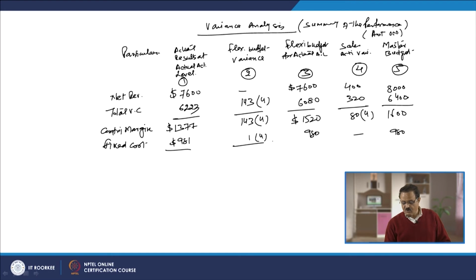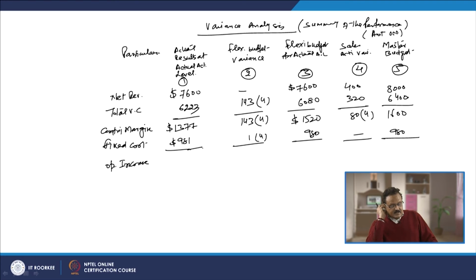So, finally, let us now find out the operating income. If you calculate the operating income here, after subtracting the total cost, variable cost and the fixed cost from the sales revenue, your operating income comes up as how much? At the actual result at actual activity level, this is 13377 minus 981, which is something like $396,000. How much is it? It is coming up as 144 unfavorable, this plus this, these two.